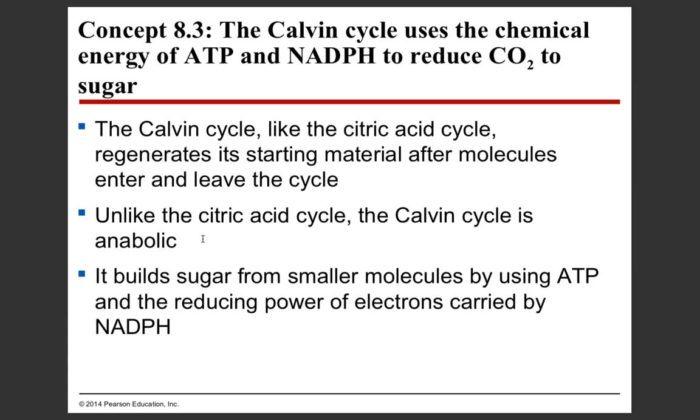The Calvin cycle is anabolic. What is anabolic? Think about anabolic steroids. It's how you grow muscles. Okay, so anabolic means building reactions. Why are we building? Because we have CO2, we're going to turn it into C6H12O6. That's definitely a larger molecule. We are building that up, okay? Anabolic builds, it's like naming the same thing, because they do. It builds sugar from smaller molecules by using ATP and the reducing power of electrons carried by NADPH.